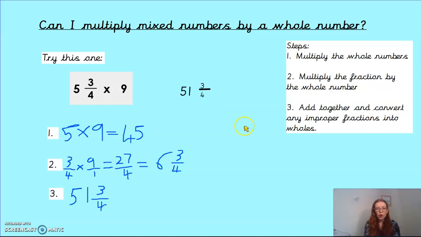Okay, here is my working out. Here are the steps that I did. I got to 51 and 3/4 because I got to 45 and 27/4, but I needed to change this into a mixed number so that I could add it together.